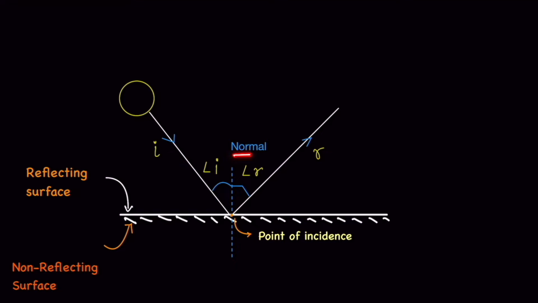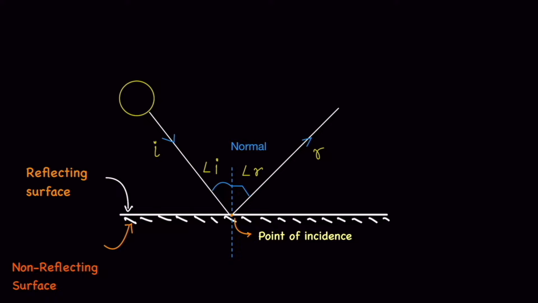Next is the normal. When we make a perpendicular line to the surface, it is considered the normal. It is an imaginary ray, meaning it is not coming out from the source. The angle formed between the normal and the incident ray is called the angle of incidence. This is the angle of incidence.